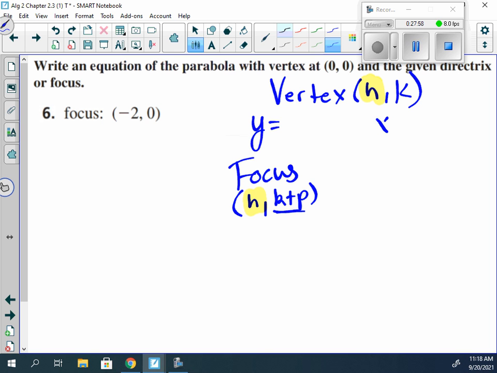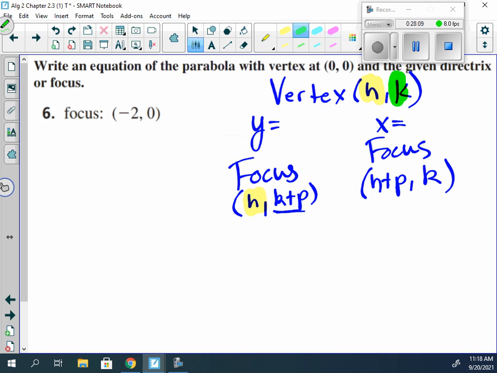Now the focus in the general form is h plus p, k. In this one here, the value of k is not changing, but the value of x is from the vertex to the focus, yes? So is this really using a lot of calculations? Not too much, because what are we doing? I'm looking at the vertex, which is (0, 0). Looking from the vertex to the focus, did the x or y change?